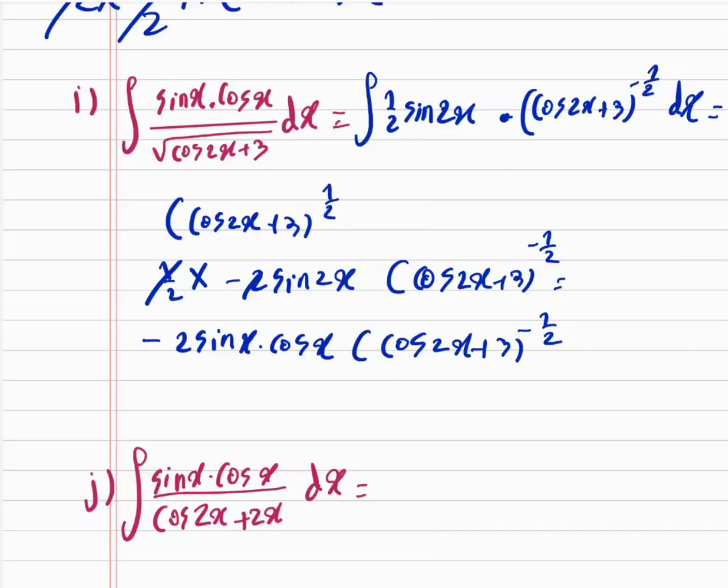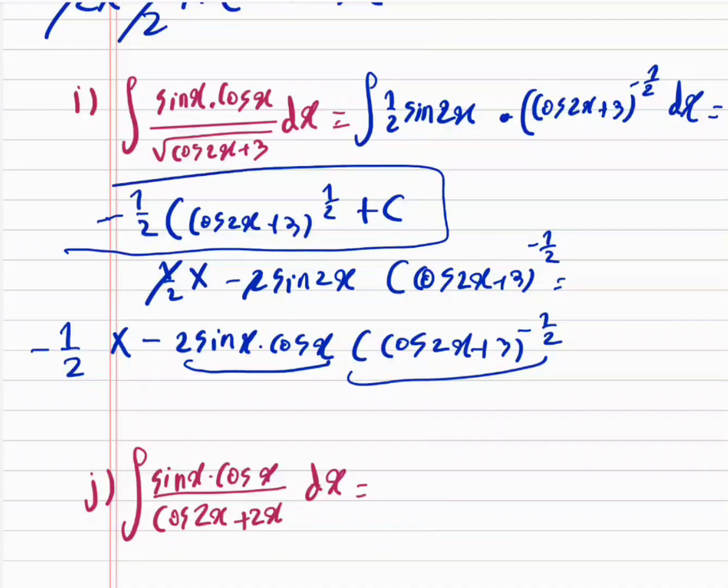Now, when we compare this to the actual fraction, in the fraction we have this term just in the denominator. And also this part is on the numerator, but this minus 2 is extra. So we must have another constant of minus 1 over 2 outside. So therefore, the answer is minus a half cos 2x plus 3 to the power of a half plus c. So this is the answer here.